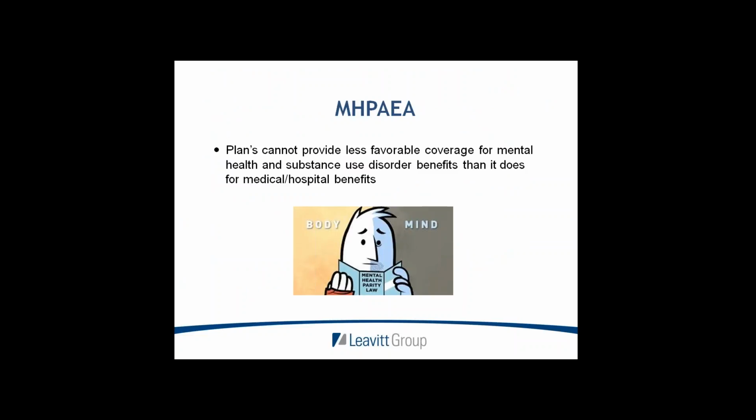Some of those are self-explanatory. Let me talk about two of them. The Mental Health Parity and Addiction Equity Act basically says that the plan cannot provide less favorable coverage for mental health and substance use disorder benefits than it does for medical, hospital, or medical surgical benefits. That's if the plan does provide those benefits. It doesn't require the plan to do that, but if it does, there has to be parity. And that's in annual and lifetime dollar limits and also in financial requirements and treatment limitations.